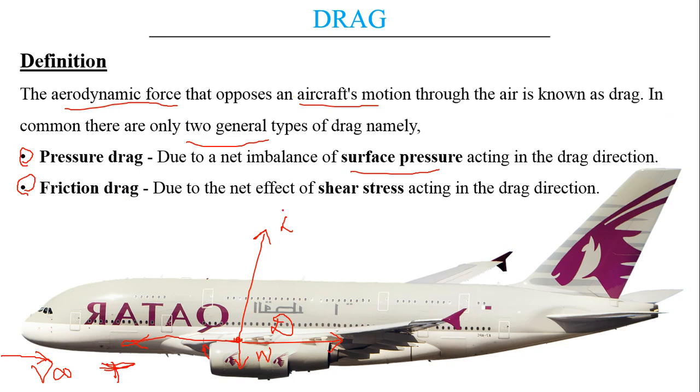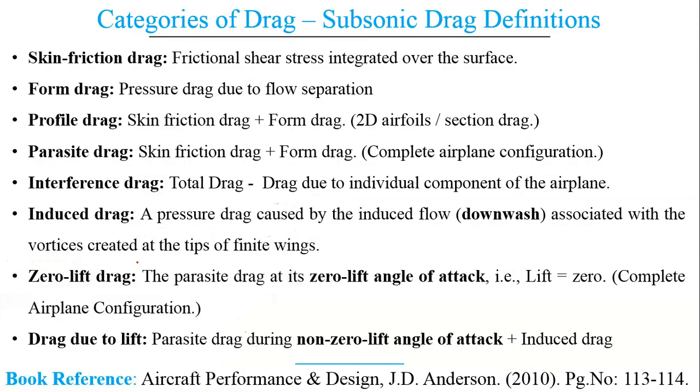Friction drag is nothing but the drag caused due to the net effect of shear stress acting in the drag direction. So when air flows closer to the skin of an aircraft, so fuselage or wing or any kind of surface, we can see that this action causes some kind of stress. This stress is known as shear stress, and the drag caused due to this kind of stress is called friction drag. From a basic perspective, you can remember this as friction drag caused due to friction.